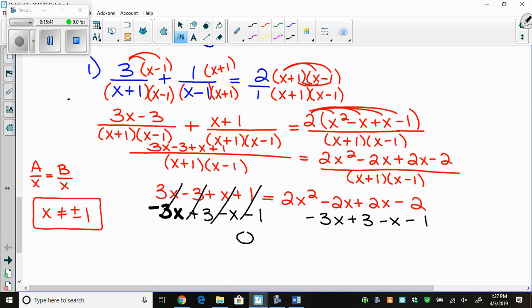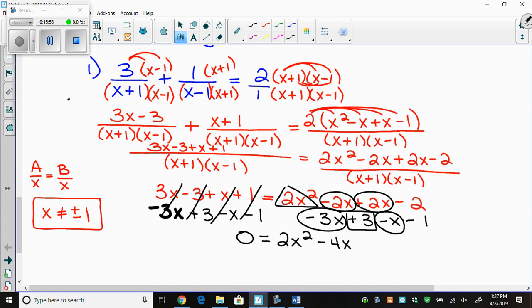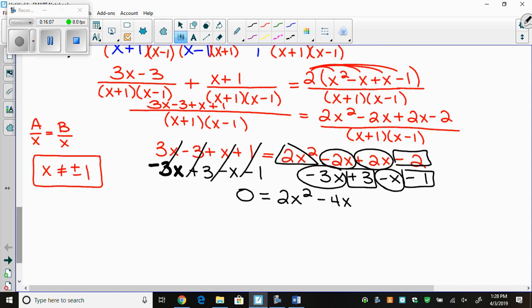And then I get 0 equals, and now I collect like terms. 2x squared minus 3x minus 2x plus 2x minus x is minus 4x plus 3 minus 1 minus 2. They actually cancel off and I get a 0. Do I have 3 terms that I can use the quadratic formula for? Technically, if you really want to, you still can use the quadratic formula. I'll show you. Because we could write it like this: 2x squared minus 4x plus 0.